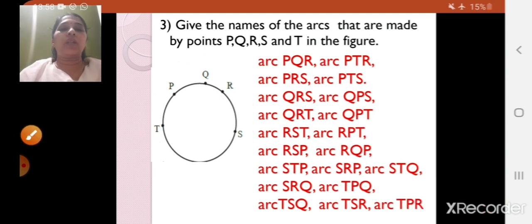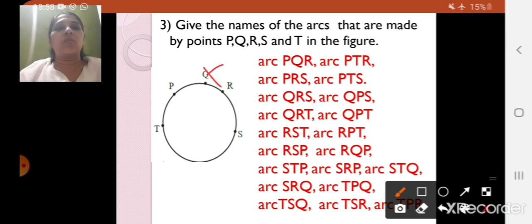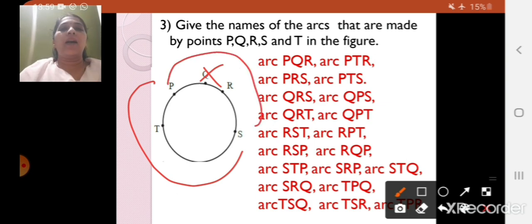Now we will go for the point S. When we are doing the point S, what will we do? We will keep this Q out of our circle. So we will write arc STP, and the other arc will be arc SRP. Arc STP and arc SRP.